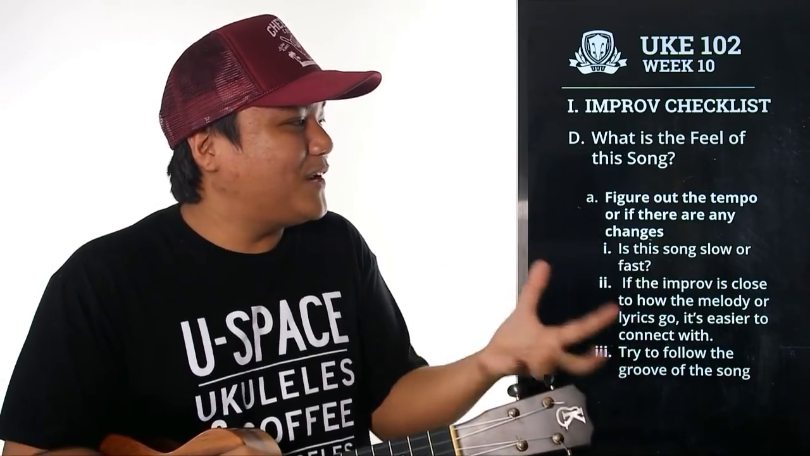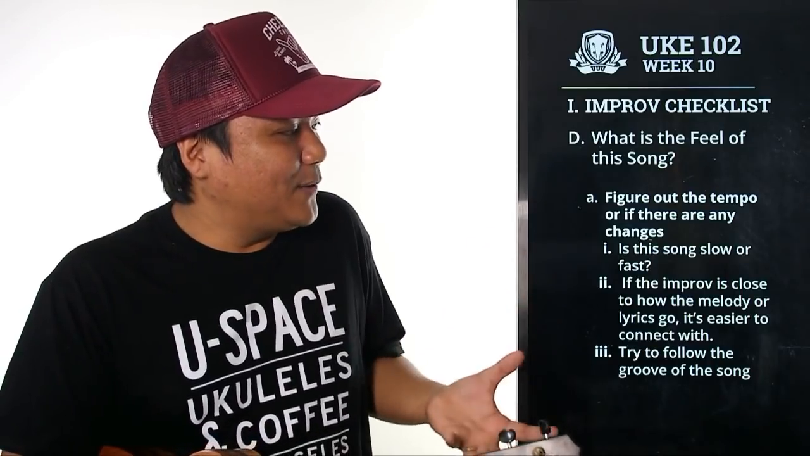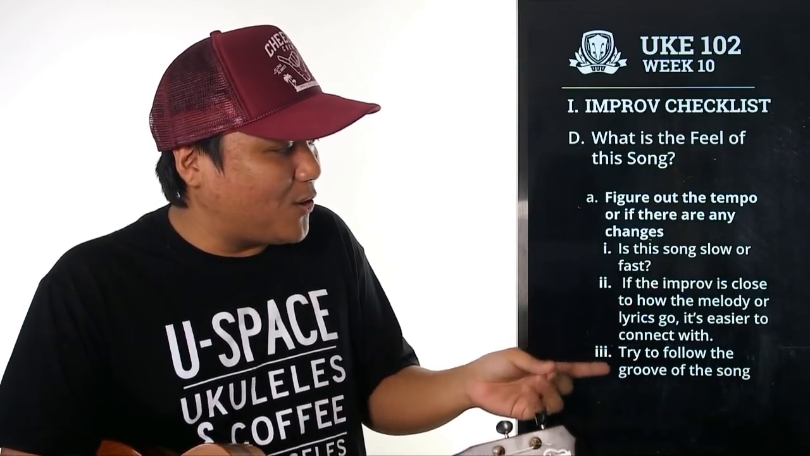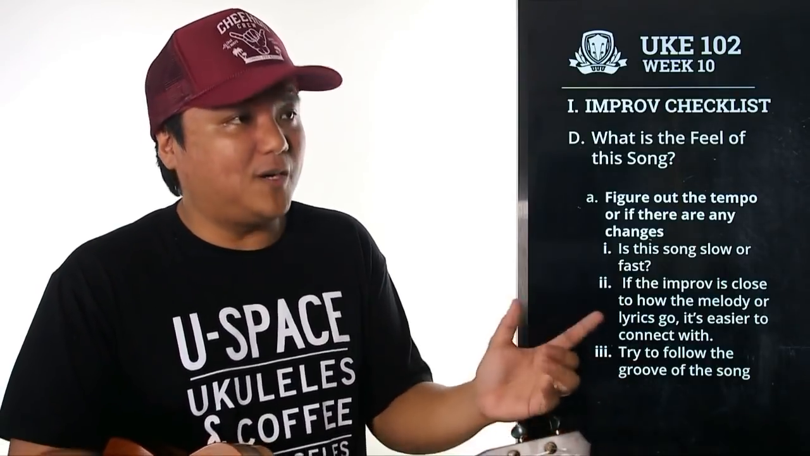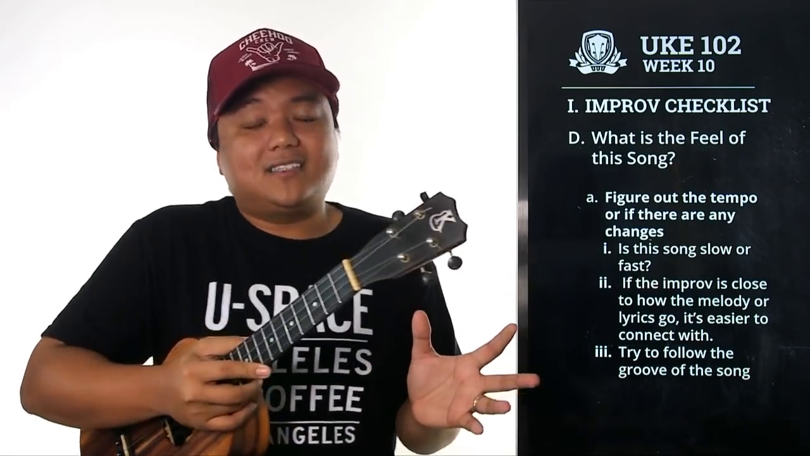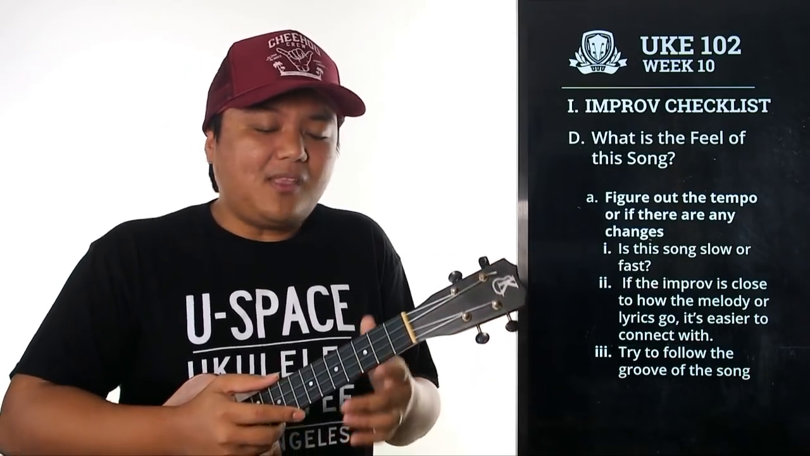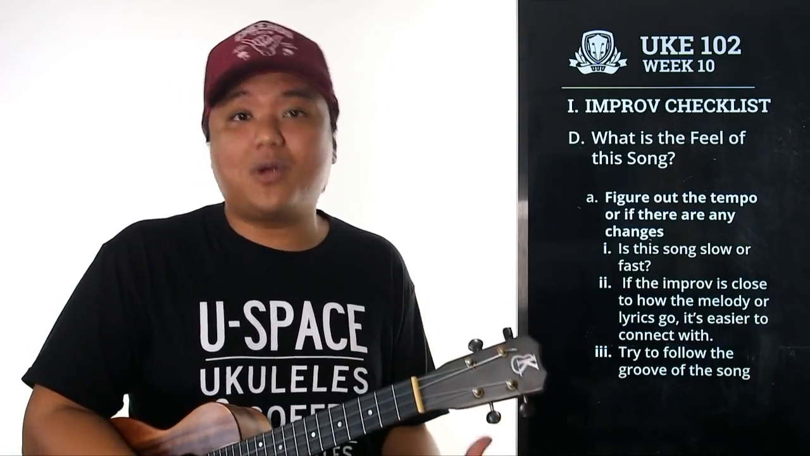Figure out the tempo, or if there are any tempo changes to the song. Is this song slow or fast? If the improv is close to how the melody or lyrics go, it's easier to connect with. Try to follow the groove of the song. That's a good rule to live by. Whatever the melody line of the song, you can use that to make your improv stronger.